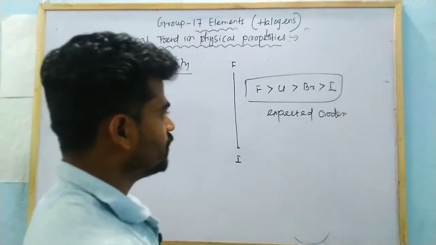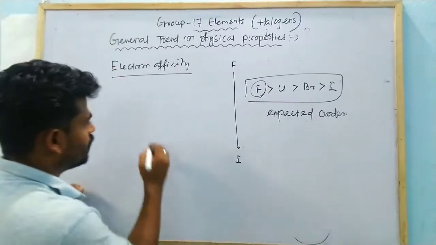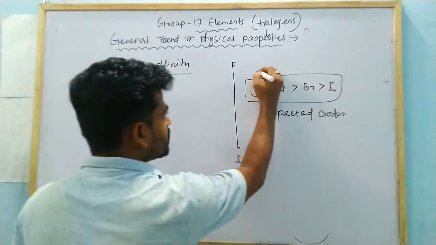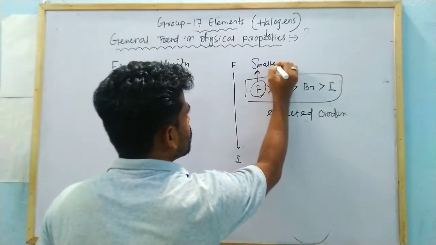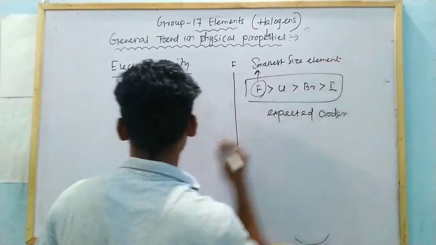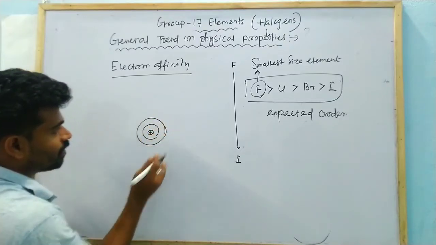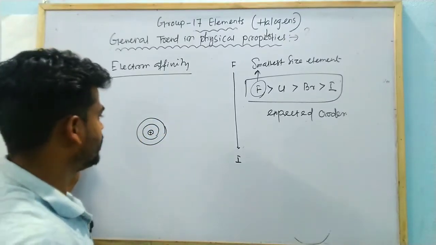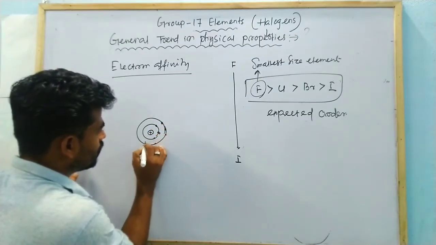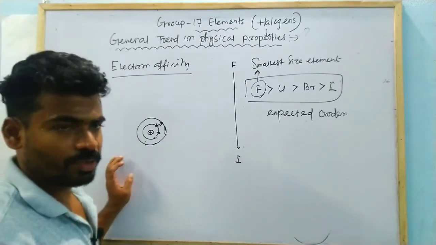But the exceptional case is fluorine. What happens, you see, fluorine, this is the nucleus, and fluorine is the smallest size element. Due to its smallest size, the electron density in the shell will be more. Again, the electrons repel one another.